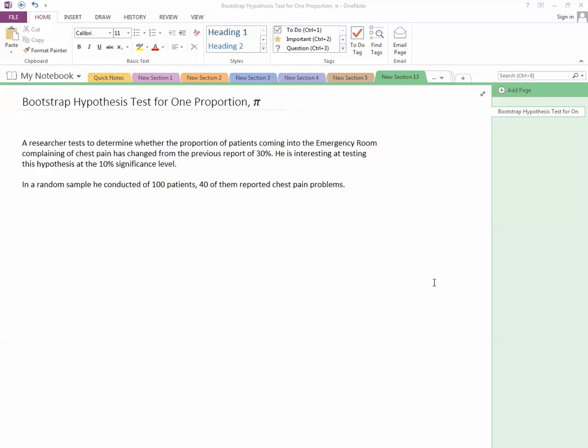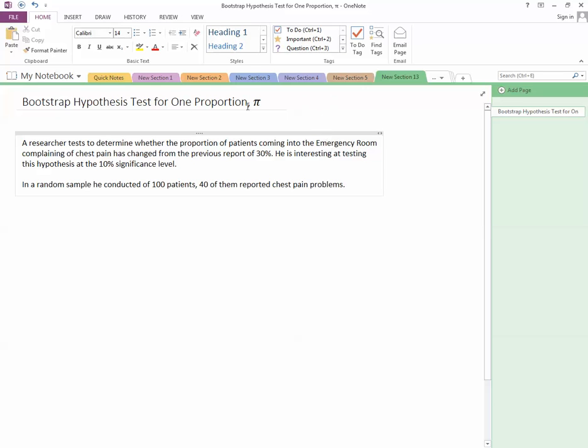Remember, we use Greek symbols to denote things about our population, and the corresponding English letters to denote things about our sample. So a proportion, let's look at this example. A researcher tests to determine whether the proportion of patients coming into the emergency room complaining of chest pain has changed from the previous report of 30%. He is interested in testing this hypothesis at the 10% significance level. In a random sample he conducted of 100 patients, 40 of them reported chest pain problems.